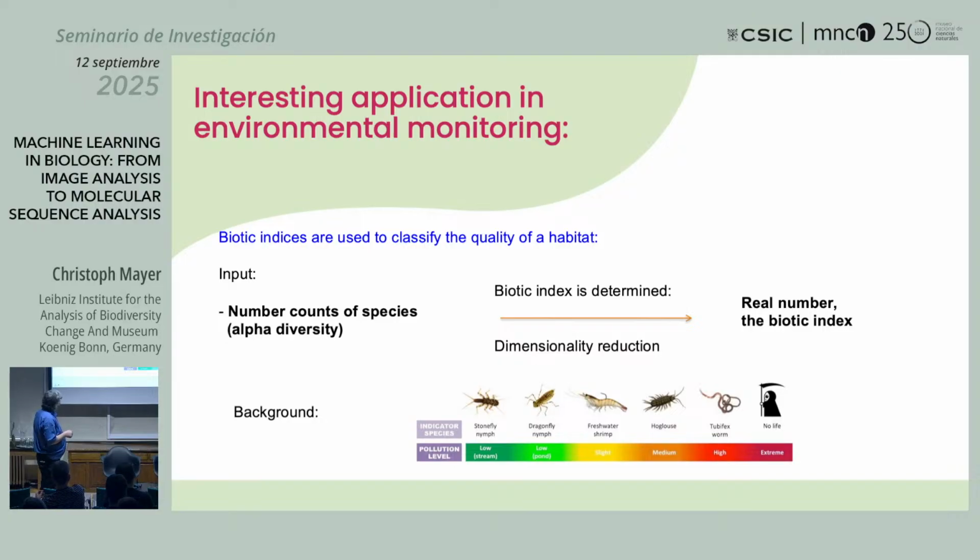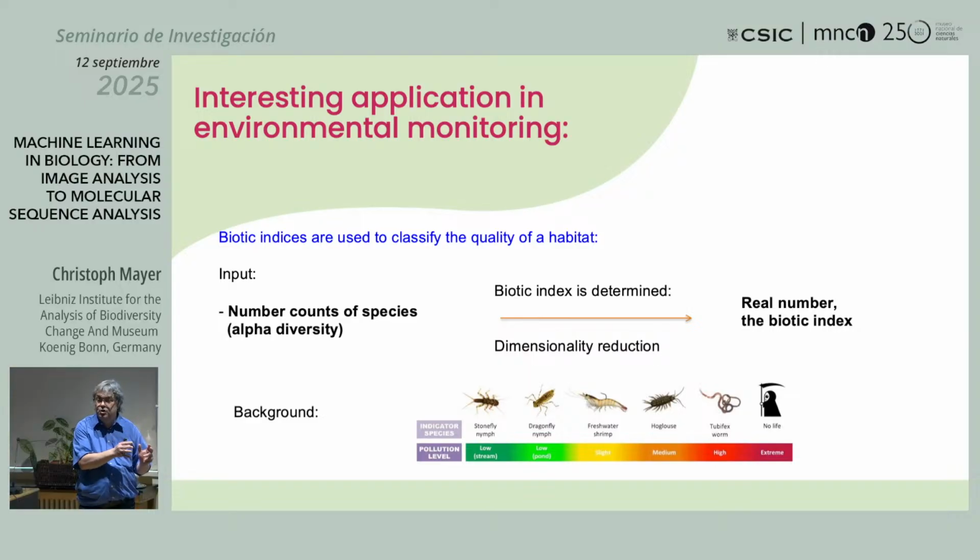This here is another example where we can use machine learning. There are these biotic indices in ecology. You count a certain number of species and you say, this is a very rich habitat, this is a very poor habitat, almost everything is dead here. So if you have these here, the stone flies, dragonflies, these are really good. If you only have these worms, that's very close to no life. And that's very important for ecologists to determine the quality of a habitat.